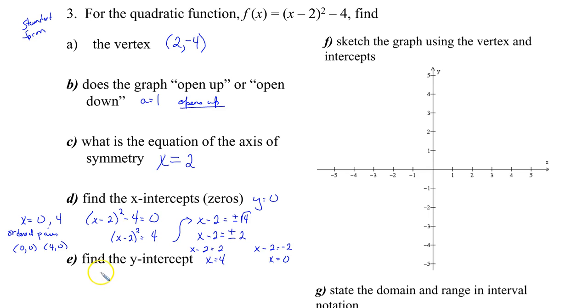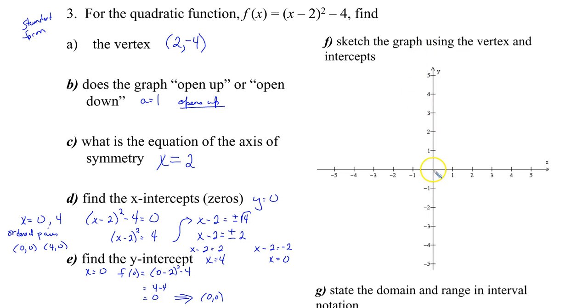The next part says find the y-intercept. To find the y-intercept, we're going to let x be equal to 0, and that means in terms of our function, we're going to find f of 0. And so this is going to be (0 minus 2) squared minus 4. So (0 minus 2) squared is 4, and 4 minus 4 is 0. So you might have kind of seen this coming, so the y-intercept is at 0, 0 also. So for future reference, if we have an x-intercept of 0, 0, that is also going to be our y-intercept, okay? All right, so now it says sketch the graph using the vertex and the intercepts.